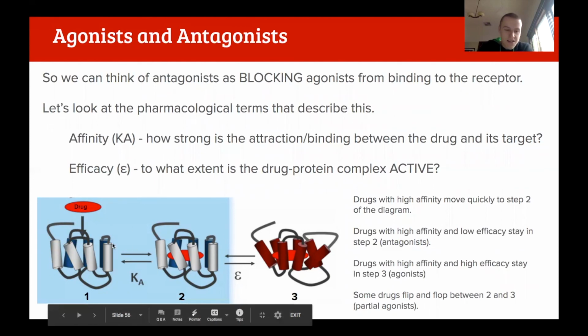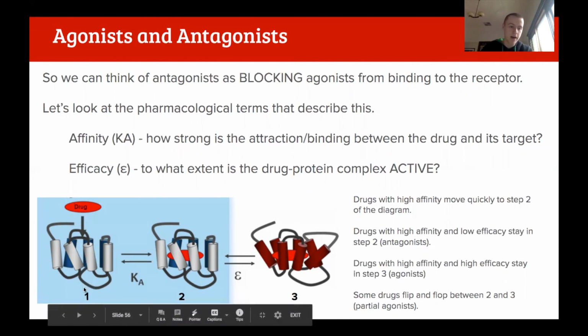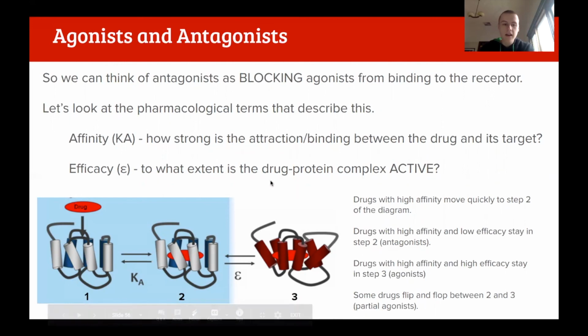Now, it is what we call an equilibrium. So in other words, what's really happening is that the drug and the target protein are moving between two states, a bound state, or what we call a complex state, and a dissociated state, which is denoted by 1 here, which is where they're separated. But when a drug has high affinity, we say that it spends most of its time, or pretty much all of its time, in this complexed state. Now, efficacy then basically tells us whether our drug is an agonist or an antagonist.